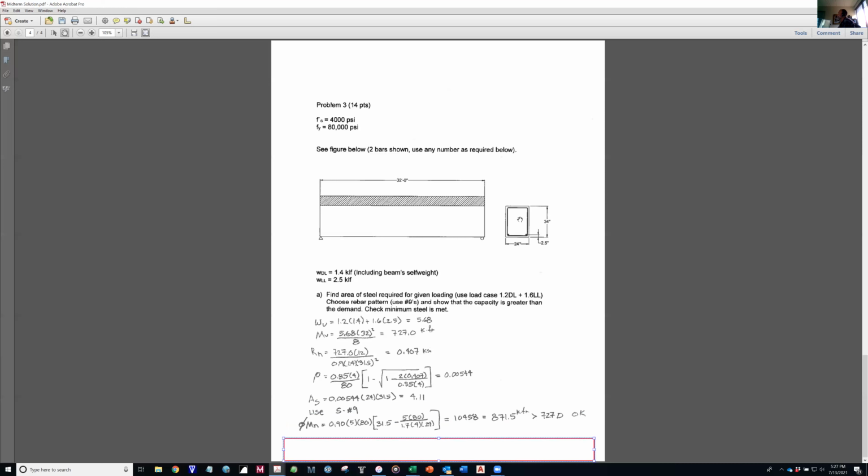This is a singly reinforced rectangular beam, so I can just use my 0.9. And the way I wrote this for your version, I said you can assume 0.9. You didn't have to calculate it. So 0.9 times As fy times d minus As fy over 1.7 f prime c b. That gives you 10,458 kip inch or 871.5 kip feet, greater than 727, so we're okay. Okay, that was question number 3. Any questions on problem number 3?